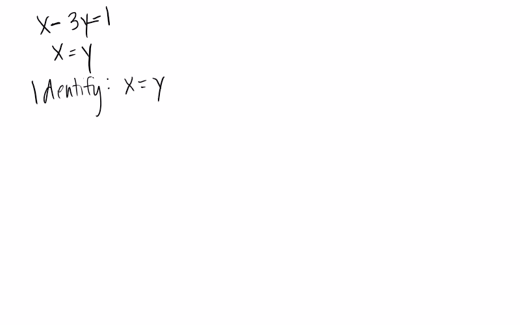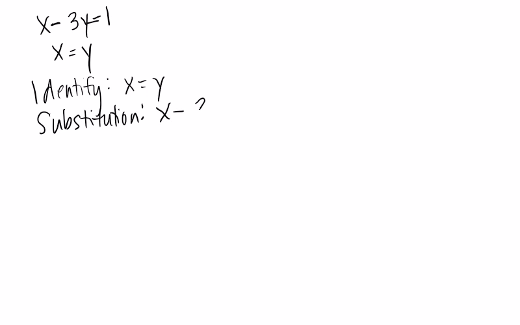Now we're going to do the third example. For the third example, we have x minus 3y is equal to 1, and x is equal to y. The first thing we're going to do is identify the variable. So x is equal to y, so every time we see x in the equation, we're going to substitute y. Then we write out our substitution.